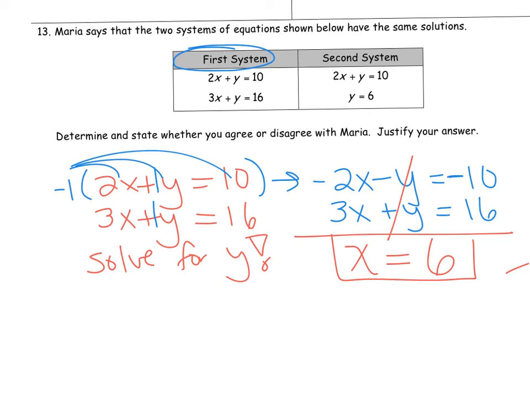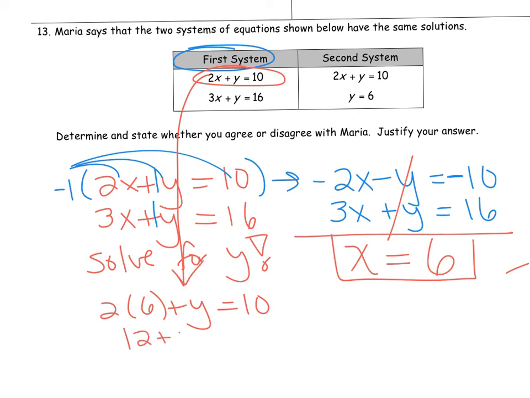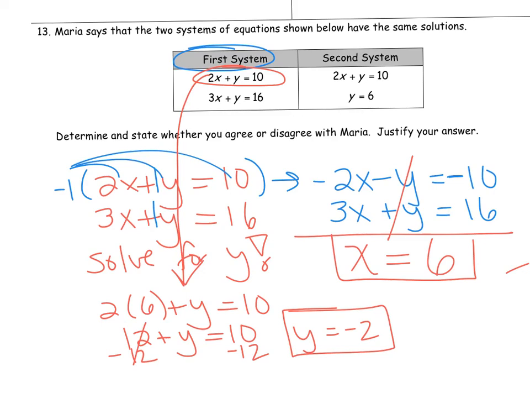So pick an equation you want to solve for. Doesn't matter. I'll go with the top one. So if I know x is 6, I have 2 times 6 plus y equals 10. I'm using that first equation. I'll have 12 plus y equals 10. Subtract the 12, and I'll get y to equal negative 2. Okay? So for my first system, my y value is equal to negative 2, and my x value is 6. So I have 6, -2.